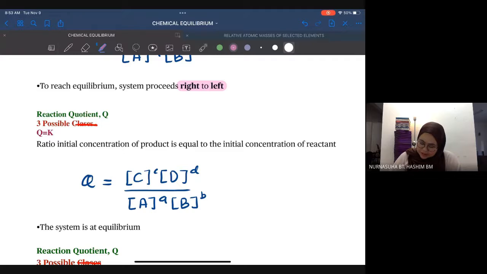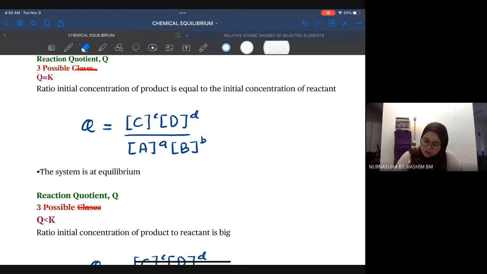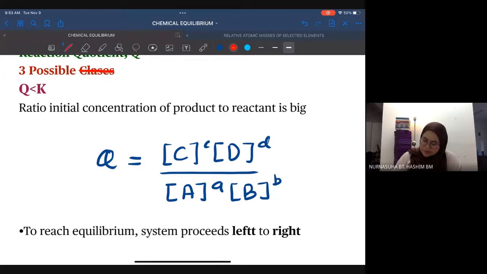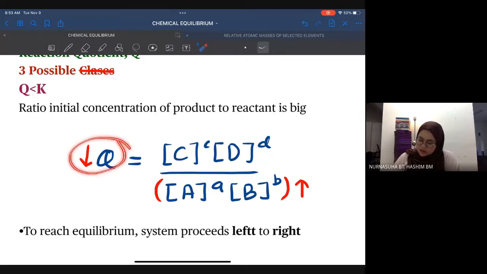If Q sama dengan K, yang ni tak ada apalah. If Q equals to K, so means that the initial concentration of product sama dengan initial concentration of the reactant. So, if Q equals to K, the system is at equilibrium. Yang ketiga, if Q less than K, maksudnya nilai Q ni rendah. Ini bermaksud concentration of reactant ni besar. Macam mana I tahu dia besar? Sebab daripada formula tu, Q dengan reactant ni inversely proportional. So bila nilai Q rendah, nilai reactant tu besar lah.